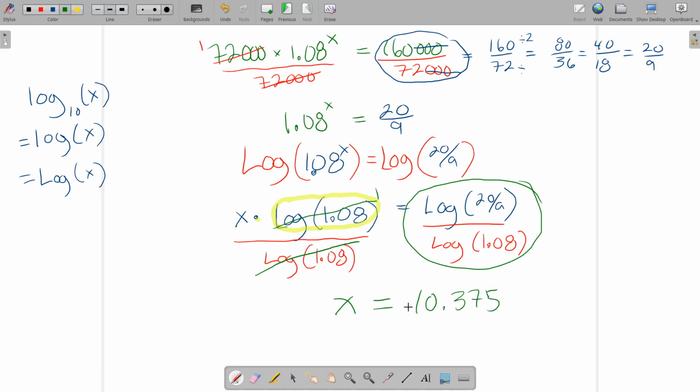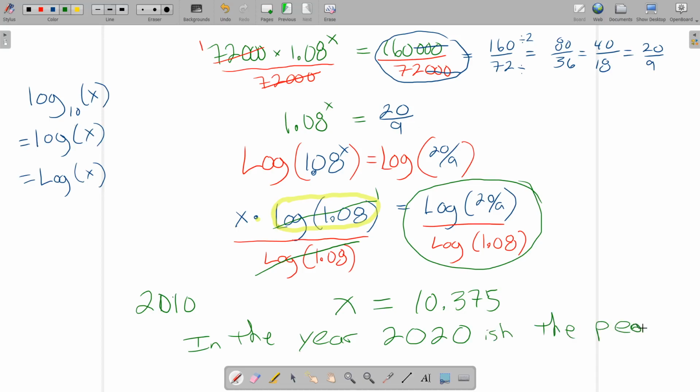I think the answer for x is about 10.375 years. Now, if they wanted the year here, that would be after 2010, so I would have to add 2010 to that, which should be in the year 2020-ish. The people will be, this is a weird sentence, about 160,000. Probably should have said population, huh? Am I right? I don't know.